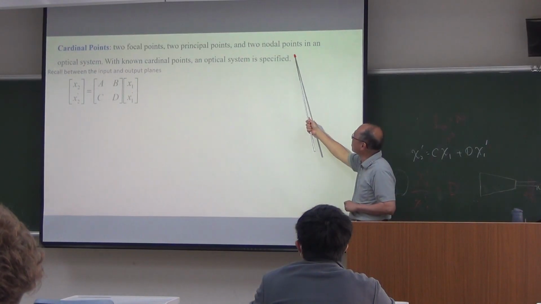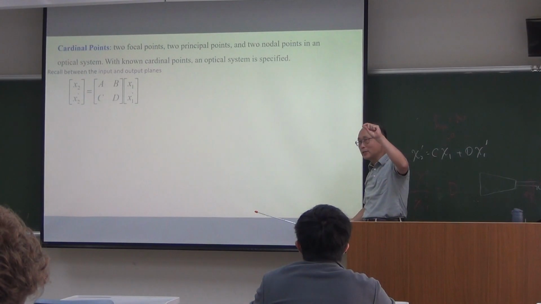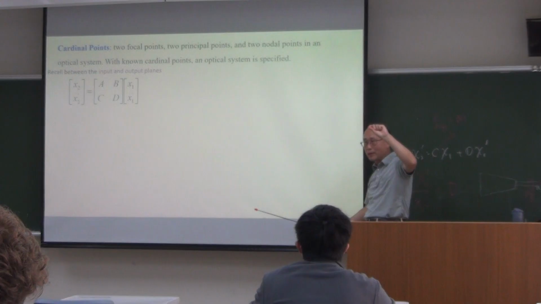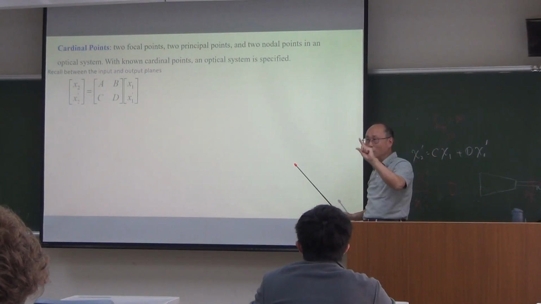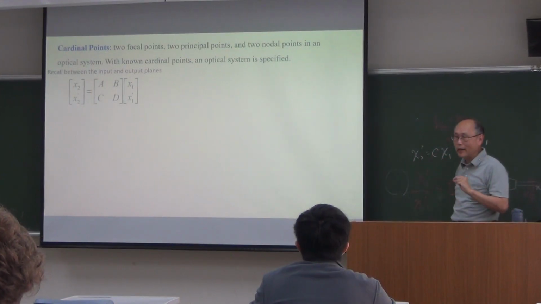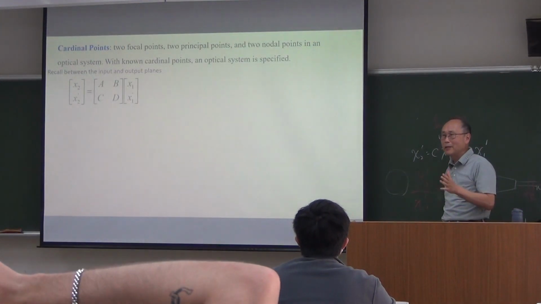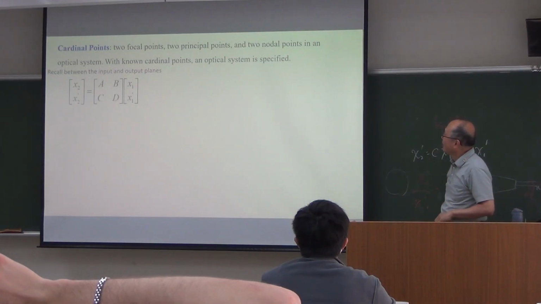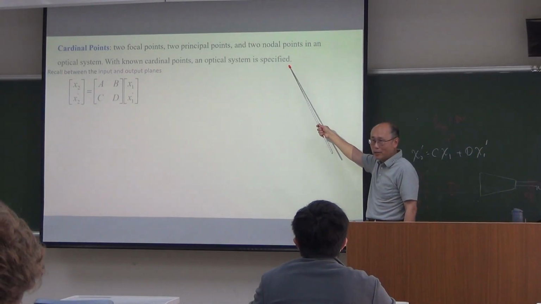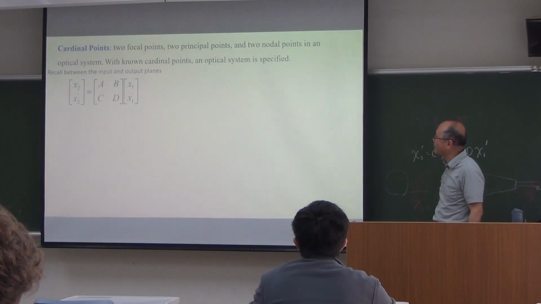Okay, and then there are two nodal points, and we talked about this already. If you send a light ray through the center of the lens, then the light ray does not bend, and that defines a nodal point. Okay, so we need to know how to calculate those important points and the location of those important planes, so that we can describe the optical system properly. All right. So once we know all the cardinal points, the optical system is specified. So this is important when you do the optical engineering.